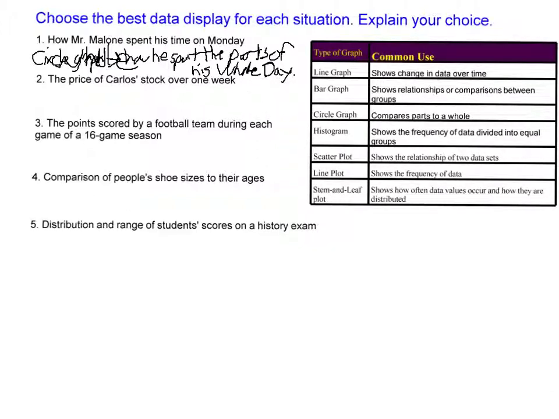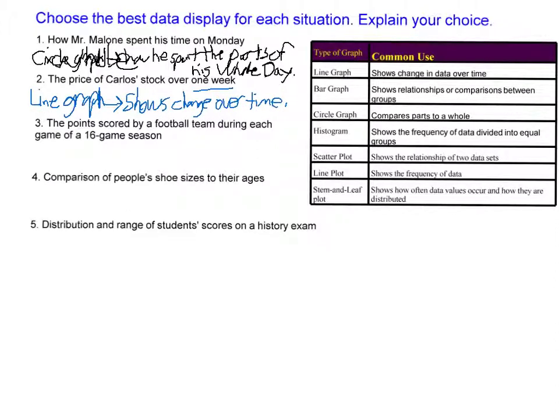his entire Monday. How about number 2, the price of Carlos stock over 1 week? Okay, prices of stocks can change, and over 1 week is change over time. So remember, which one is good at change over time? Okay, remember those key words, time and change. So a line graph would be very good for number 2.